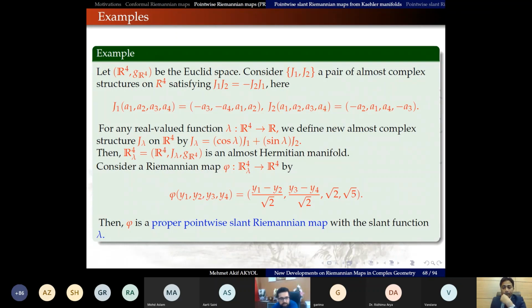But if you don't have one, maybe you can work on a space, but it doesn't have any meaning. So we have R4 in Euclidean space. We have a pair of almost complex structures on R4, J1 and J2. Lambda is a function on R4. So we have a Riemannian map from R4 to R4. So this map is a proper point-wise Solanus Riemannian map.